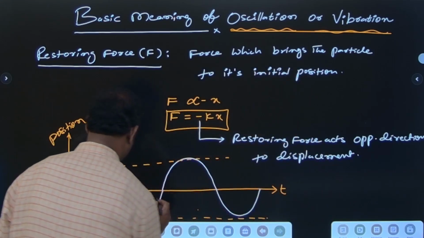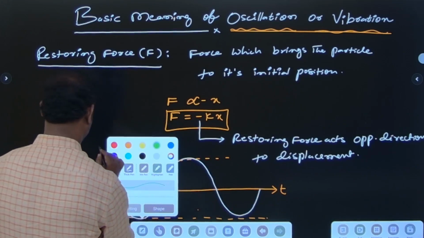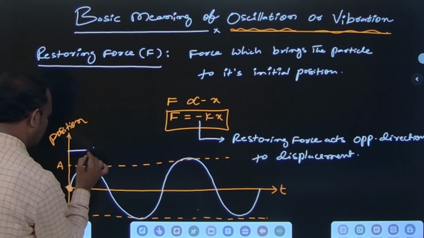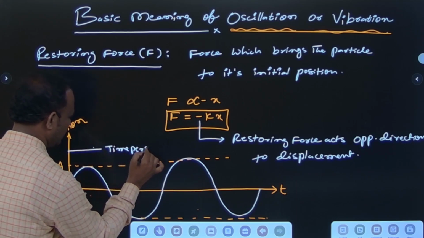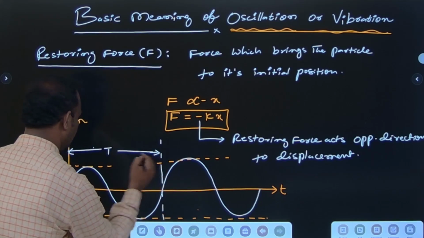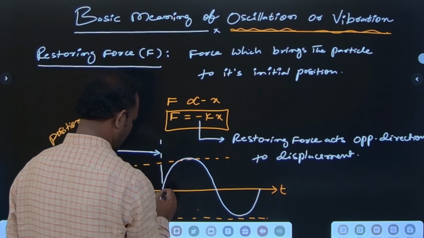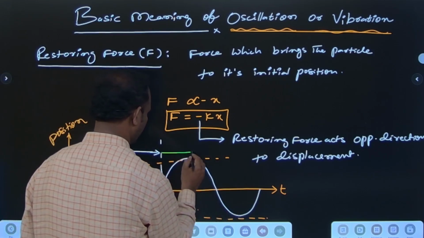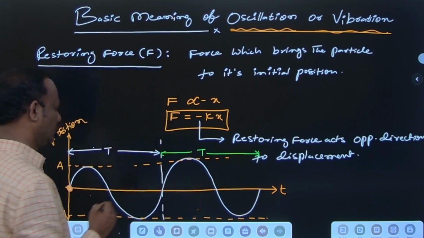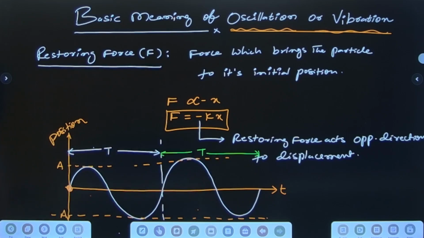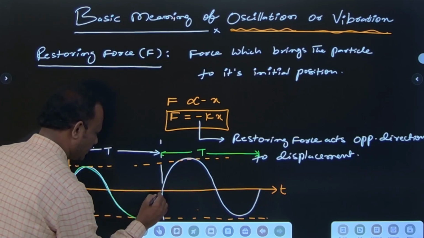From this point to this point is the time period. Next, from here to here is also one wave, so the time period is T. The time period means from here to here completes one wave.